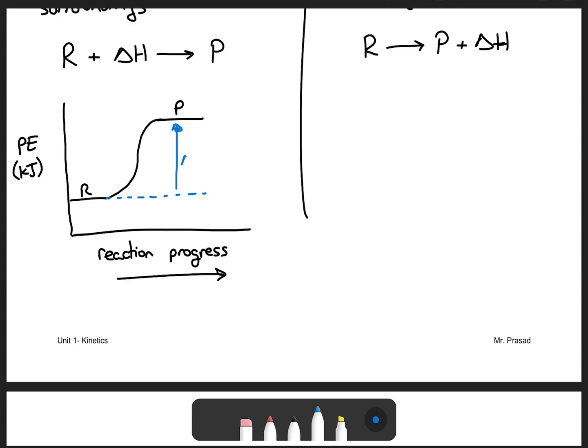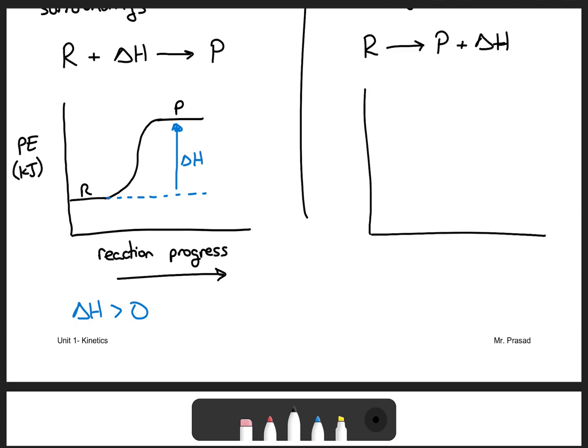If we come across here, this value here is our delta H. We are increasing in energy in order to form products. Our delta H here, our enthalpy is greater than 0.